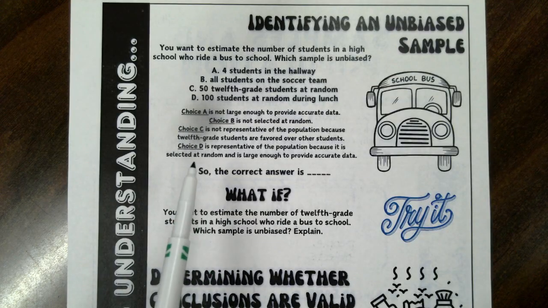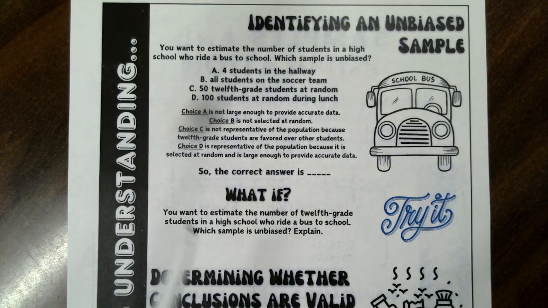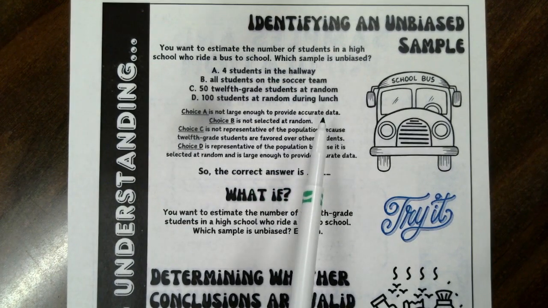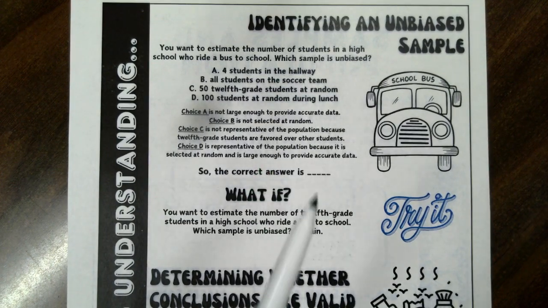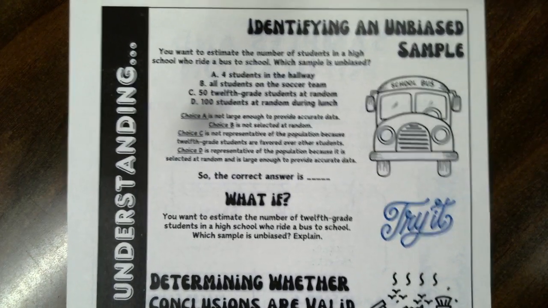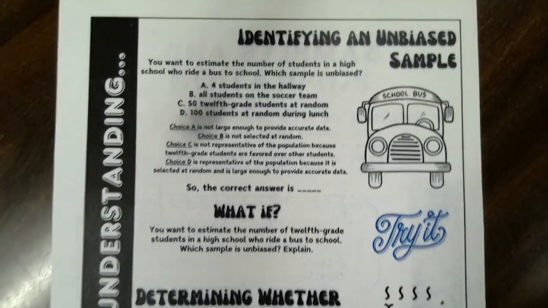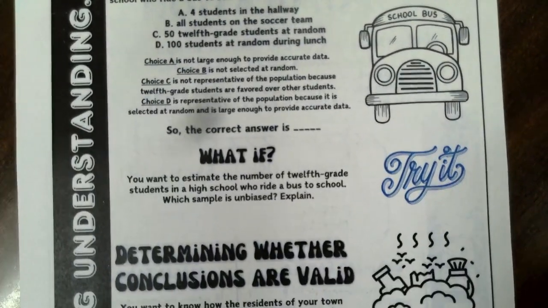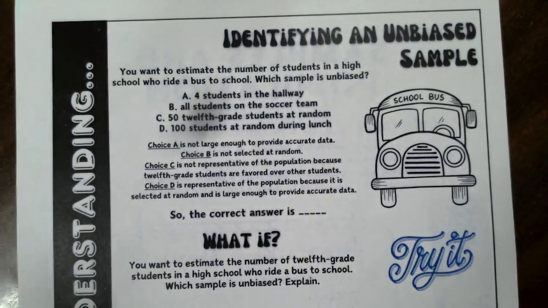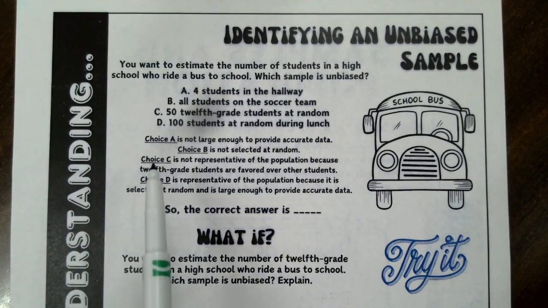Here's why each choice works or doesn't work. Choice A is not large enough to provide accurate data, so we wouldn't want to pick that one. 4 students in the hallway does not give me enough information about all of the students in the high school, right? B is not selected at random. I didn't select this choice at random. I chose the soccer team. That's not a random decision.